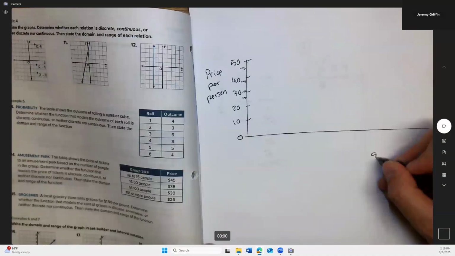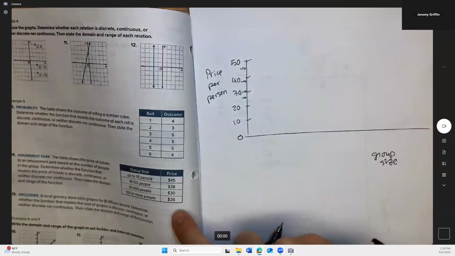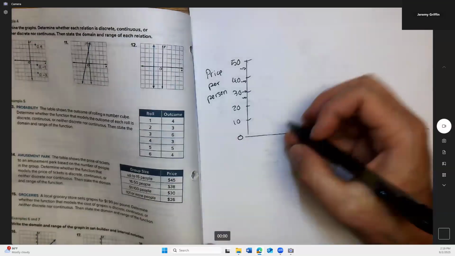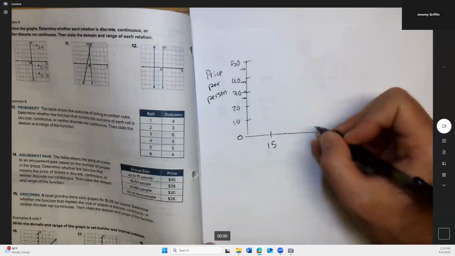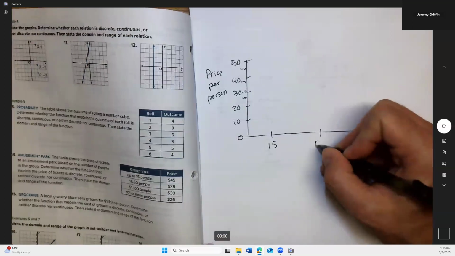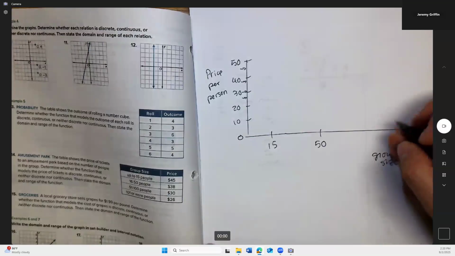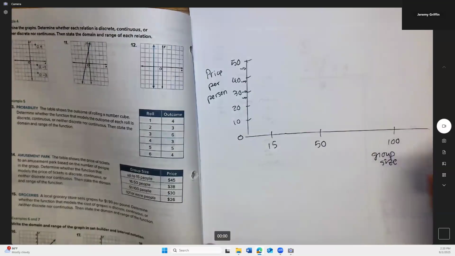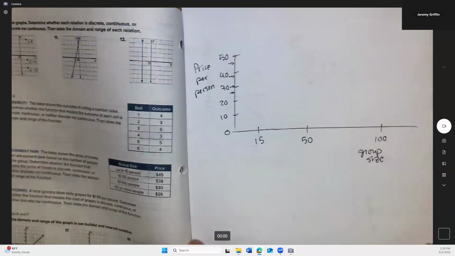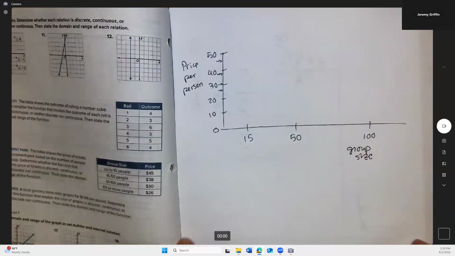And then here's group size on this axis. Okay. And what we got up to 15, so put 15 right here, up to 50, which is approximately here, and then 100, which is like over here. Right, so we've got these 4 groups. Okay. All right, good so far.